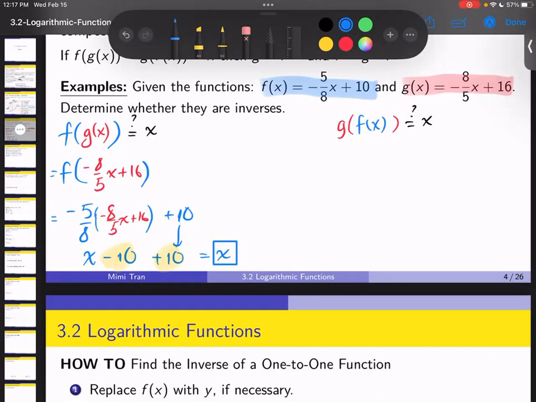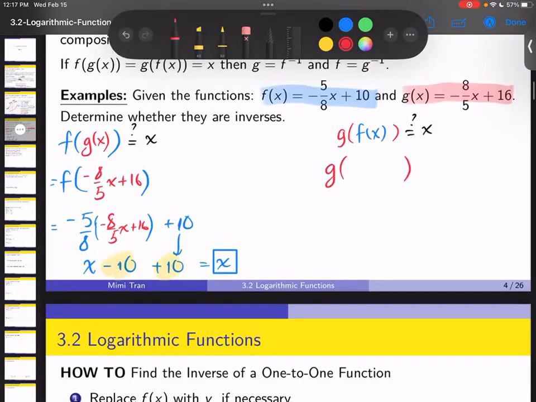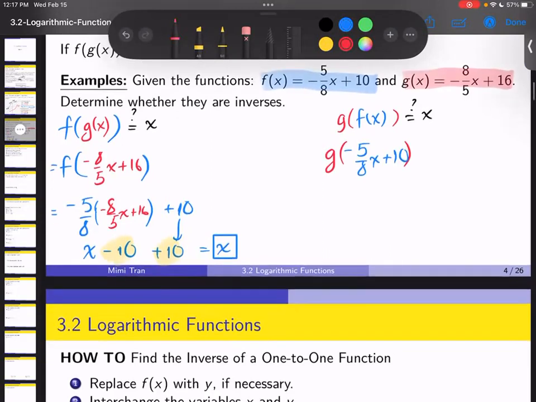Why don't you tell me what to do for the second one so I know that you understand it? What's my first step? Write g, which is the outside function, and you replace the input with f of x, which is negative 5/8 x plus 10. Now you're going to plug that negative 5/8 x plus 10 into g. What does g look like? g looks like negative 8/5 times the blob, plus 16. You can fill in that blob with negative 5/8 x plus 10.